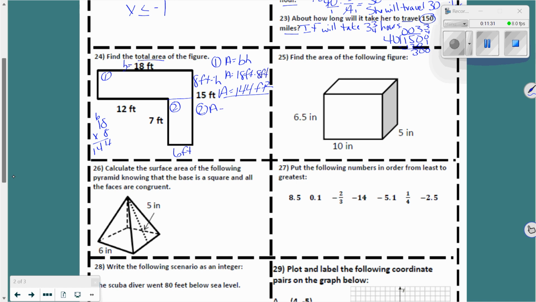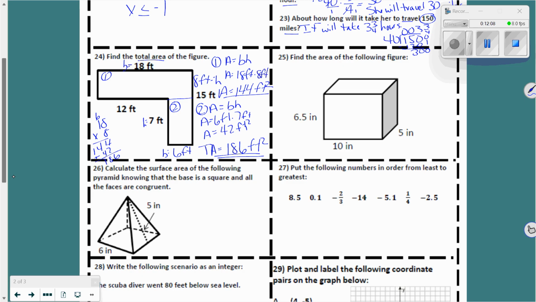Figure 2 is also a rectangle, so it's going to be base times height. On this one, I've got a base of 6 and a height of 7. So my area equals 6 feet times 7 feet, or 42 square feet. The last piece is, am I putting those together or taking them apart? Putting them together. So I need to add those two, so I'm going to take the 144 and add 42. Gives me 186. So my surface area, or my area, total area equals 186 square feet. If you can get the units, you've lost half the credit on that problem.